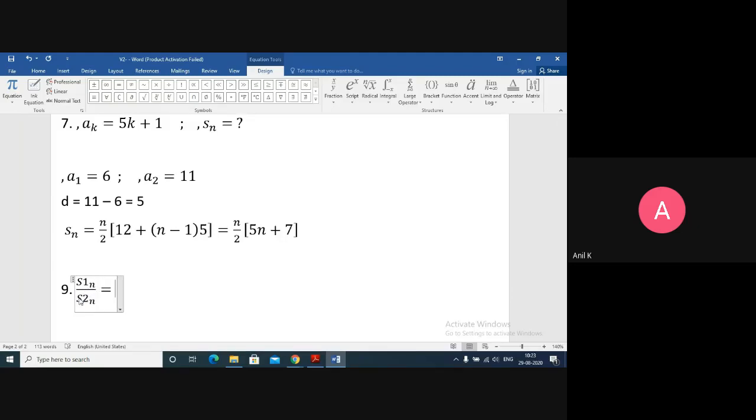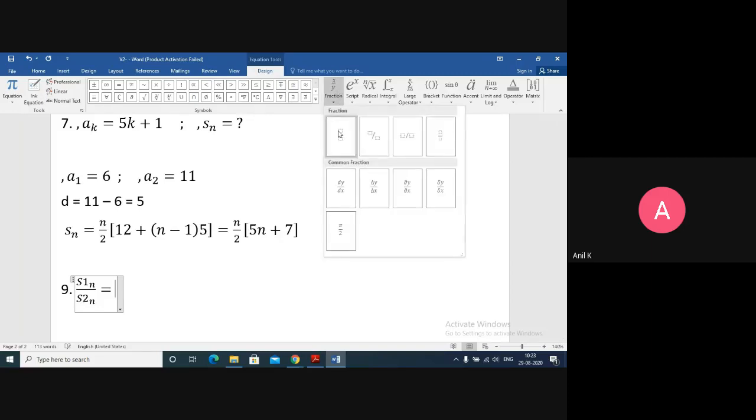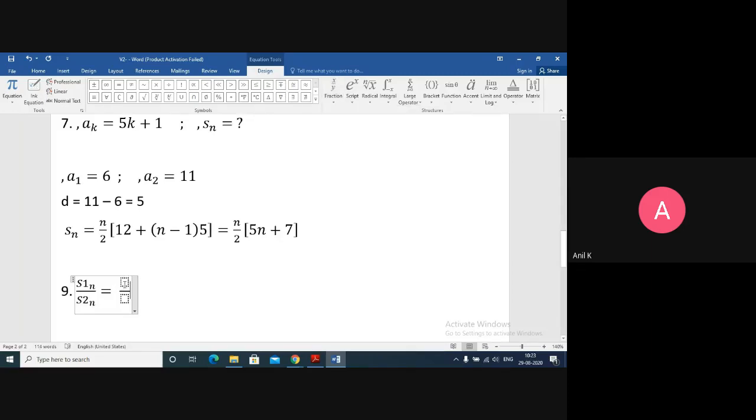Both are n terms only. That means it can be the sum of the first 10 terms of the first AP upon the sum of the first 10 terms of the second AP, or the sum of 25 terms of the first AP upon the sum of 25 terms of the second AP. As many terms as you consider in the first AP, that many terms you have to consider in the second AP also. That is why it's given as the same n in both APs.